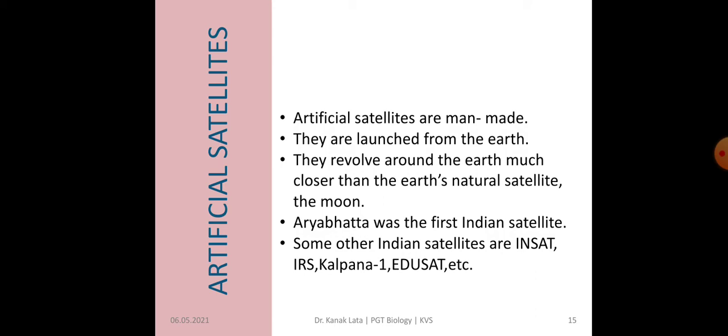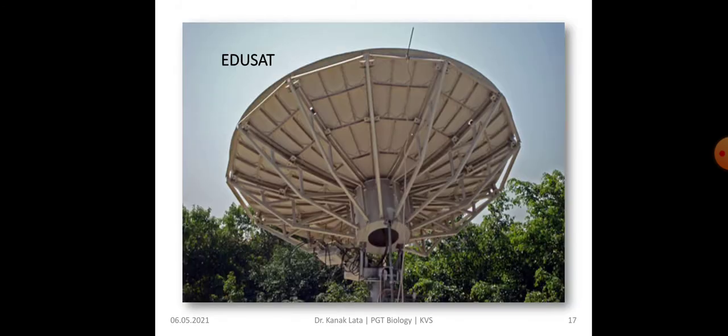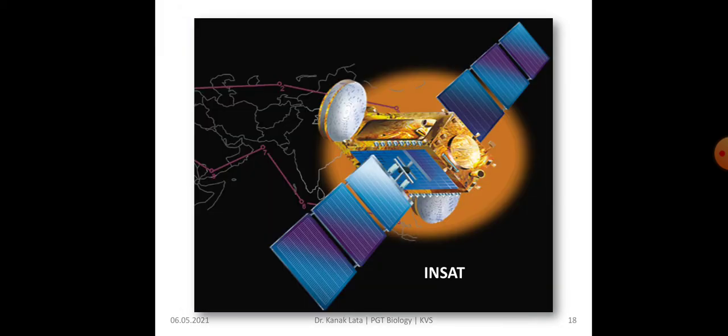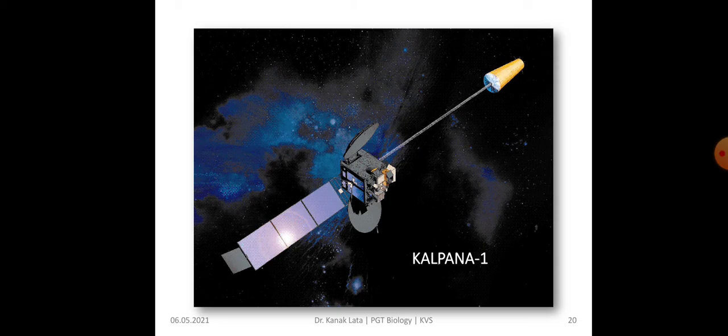India has made and launched several artificial satellites. Aryabhatta was the first Indian satellite. Besides Aryabhatta, other Indian satellites like NCERT, IRS, Kalpana 1, EduSat, etc. are also launched. Here you can observe Aryabhatta. It is about EduSat. This is NCERT. Here it is IRS. This is the picture of Kalpana 1.